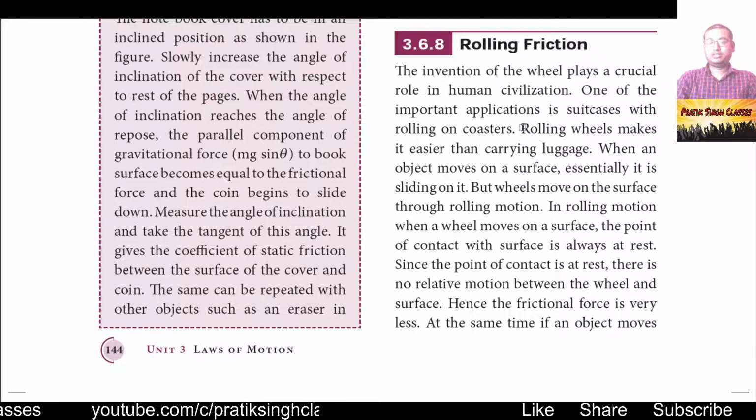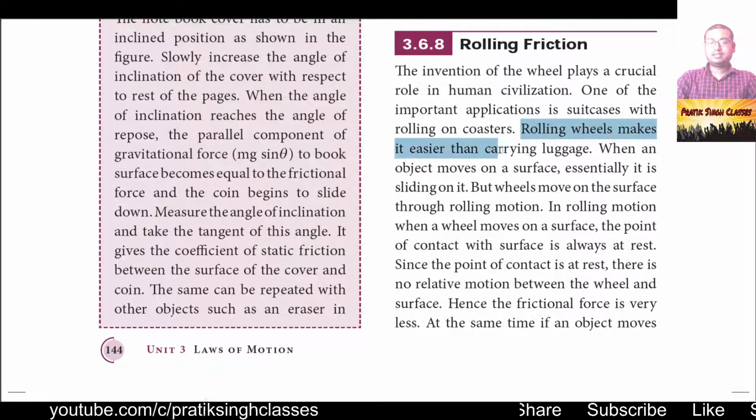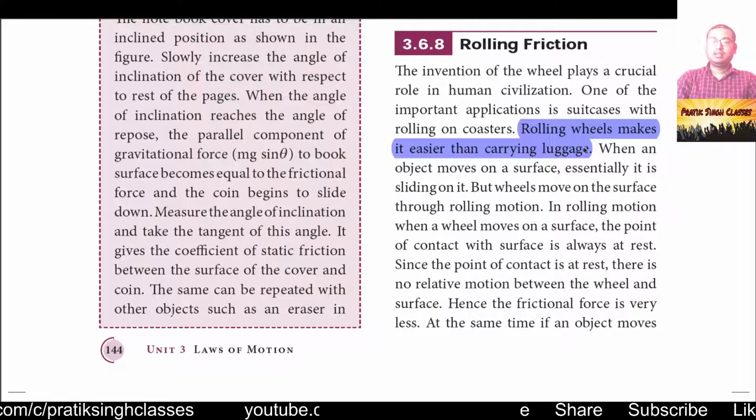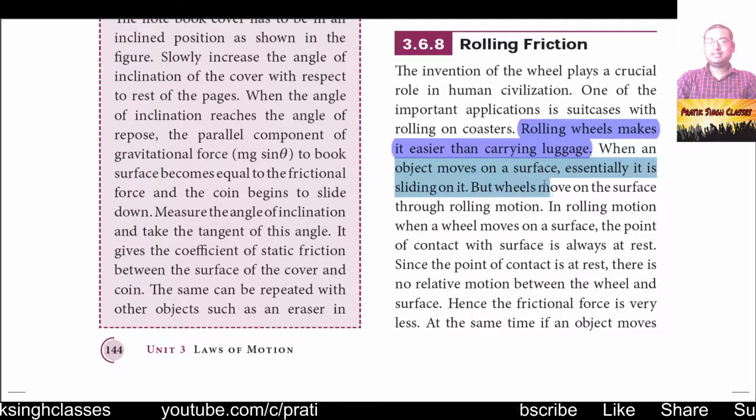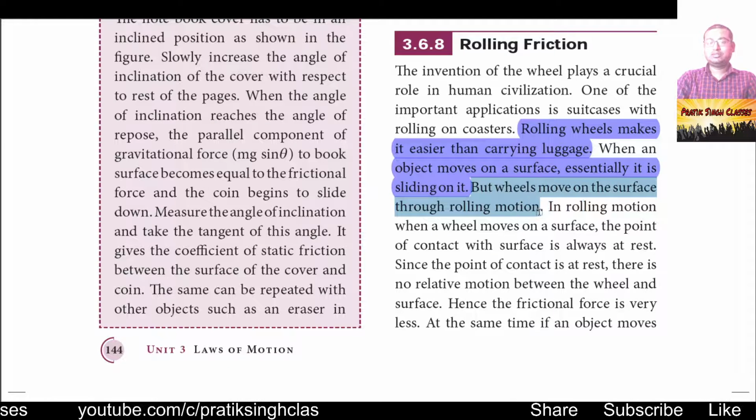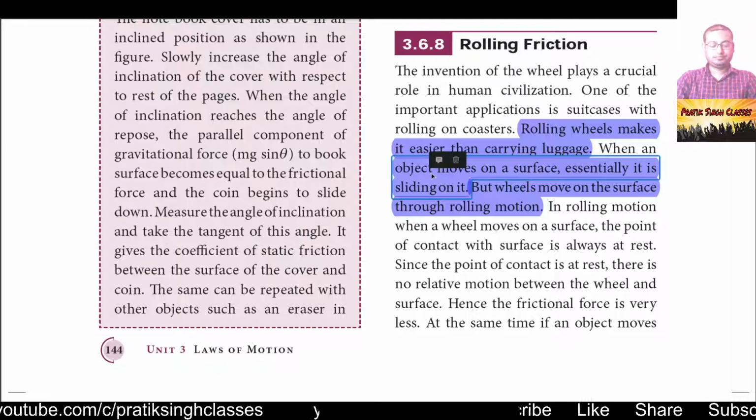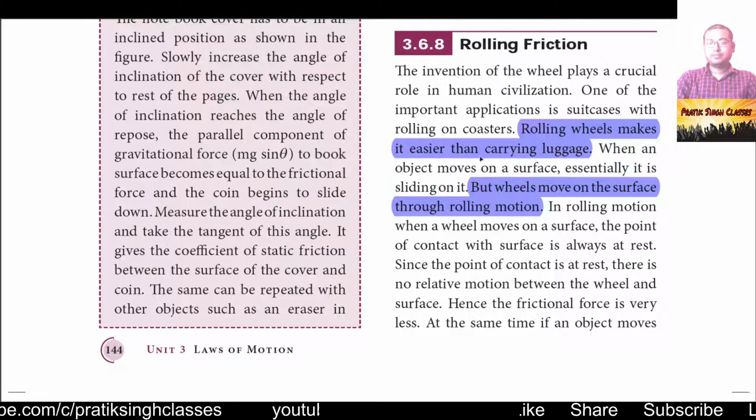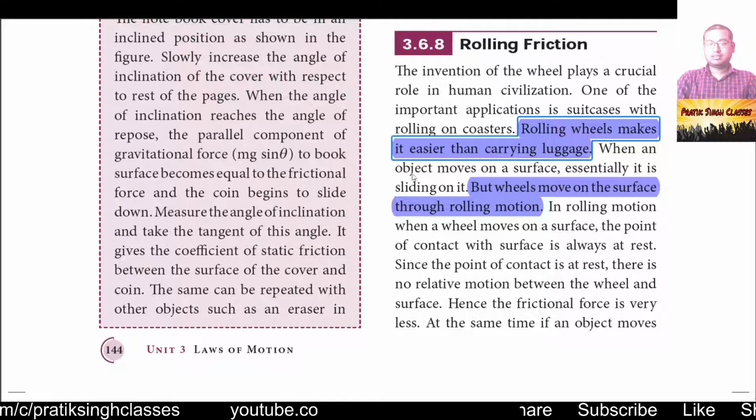putting them in a suitcase at railway stations or airports. Rolling wheels make it easier than carrying luggage. We do not have to lift, we just have to pull or push and it will roll very easily. When an object moves on a surface, essentially it is sliding on it, but wheels move on the surface through rolling motion. The motion of wheels is just like it is rolling there.